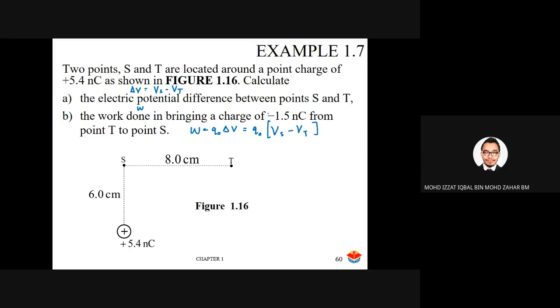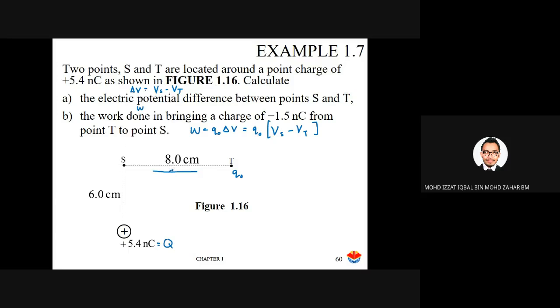And then, okay, here, kalau dekat soalan A, you only have one charge. Okay, charge ni fixed. This one is your source of the potential. Okay, we label this one as capital Q. The one that is moving, like the question B ni, the work done bringing a charge from T to S. So that one is actually, they add another charge over here, that is Q naught, and they bring it from here to here.